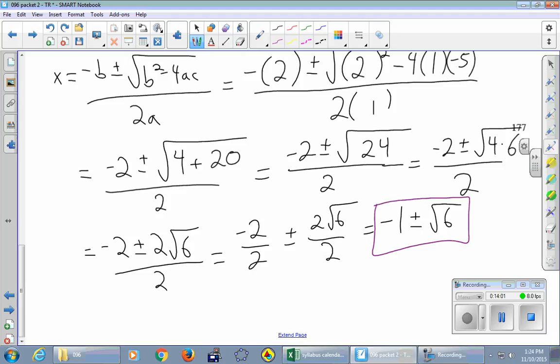So those are our exact answers, simplified as far as possible. We're going to type them into the calculator in a second. Any questions on that?